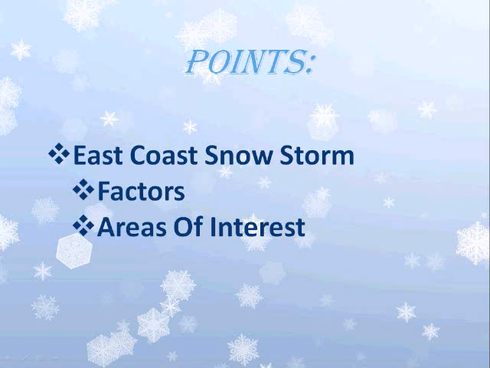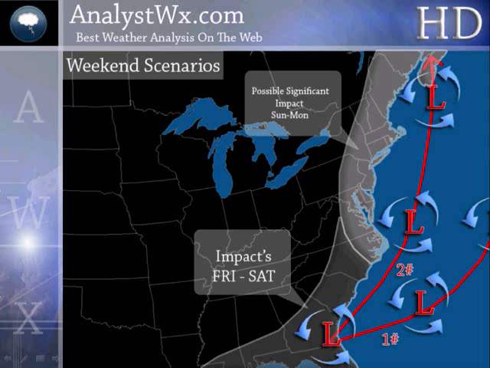Today's point we're going to talk about is just one point, and that's the East Coast snowstorm possibility late this weekend. We're going to talk about the factors and areas of interest. Before we go into the models, we're going to go to the scenario map that analysiswx.com came up with, and two scenarios. One scenario takes the storm out to sea, another takes this storm up the coast. So we're going to have to see where exactly this goes, and that's what I plan on talking about today.